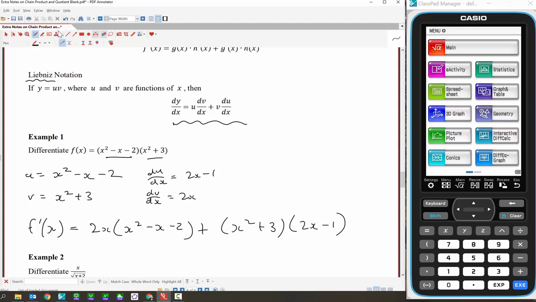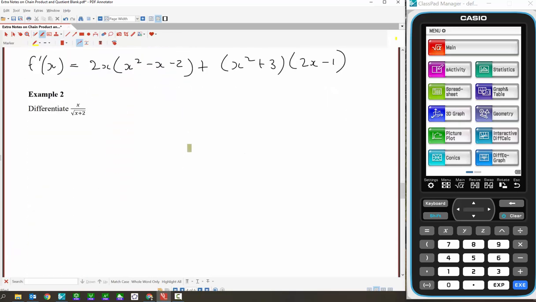So the way I usually see this, if you lay it out like I've done there, it's u dv dx, so you go across like that, then you go to v, and you go back there. So it forms a nice little cross if you want to use that method.